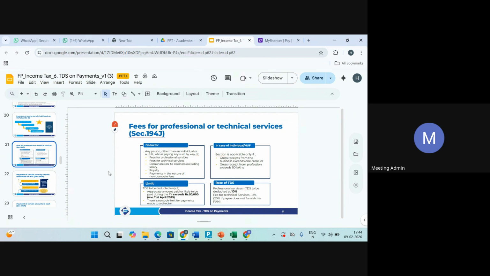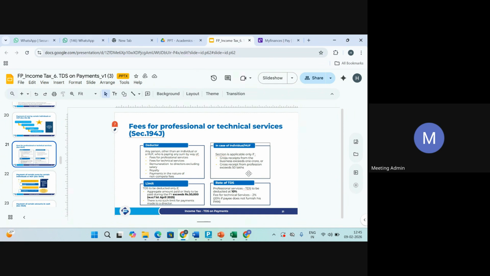In the case of an individual or Hindu undivided family, the section will be applicable only under these criteria. If the gross receipts from business exceed 1 crore or more, then automatically he has to deduct tax on professional as well as technical fees. Or if the gross receipts from the profession exceed 50 lakhs.